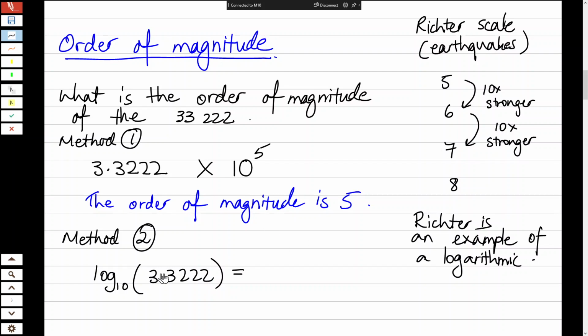You should get 5 points. Sorry, not 3.322, 33,000. 33222. So put that into the log.